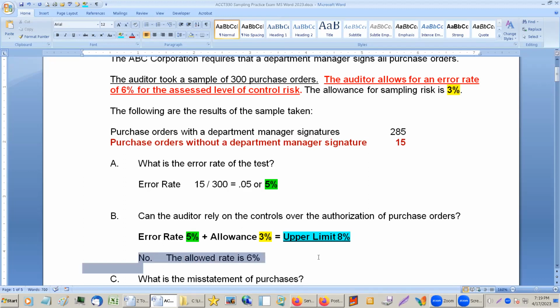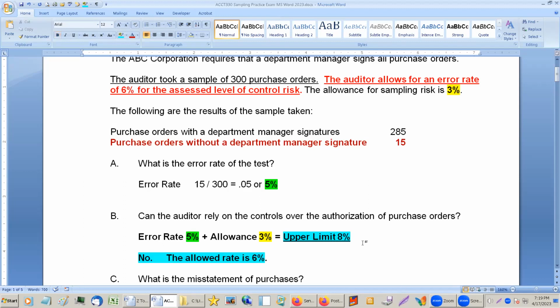Now, again, this is a sample. So it is possible that, even if you have 5%, if you subtract 3, we could go as low as 2%. But the upper limit is what we're worried about. How bad could it be based on our sample? And the upper limit is 8%. We're not saying that it's necessarily 8% off, but because this is a sample, it could be.